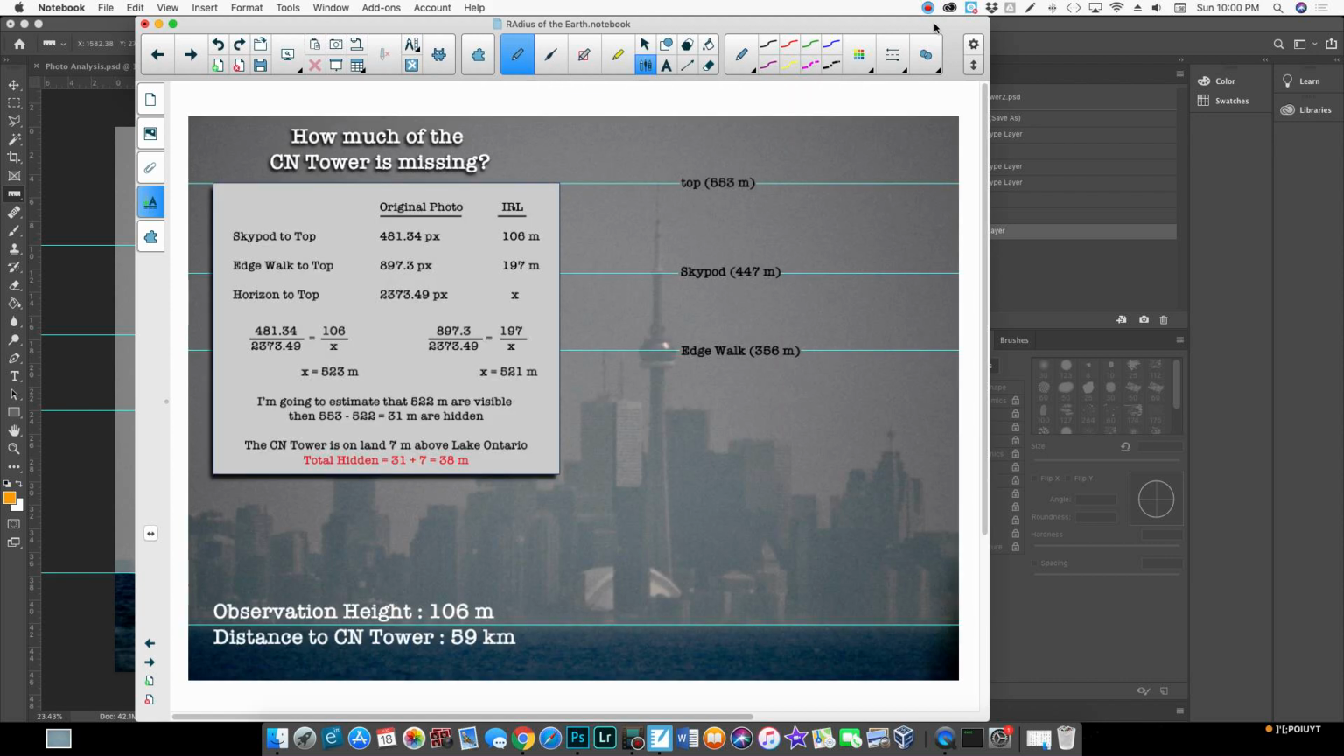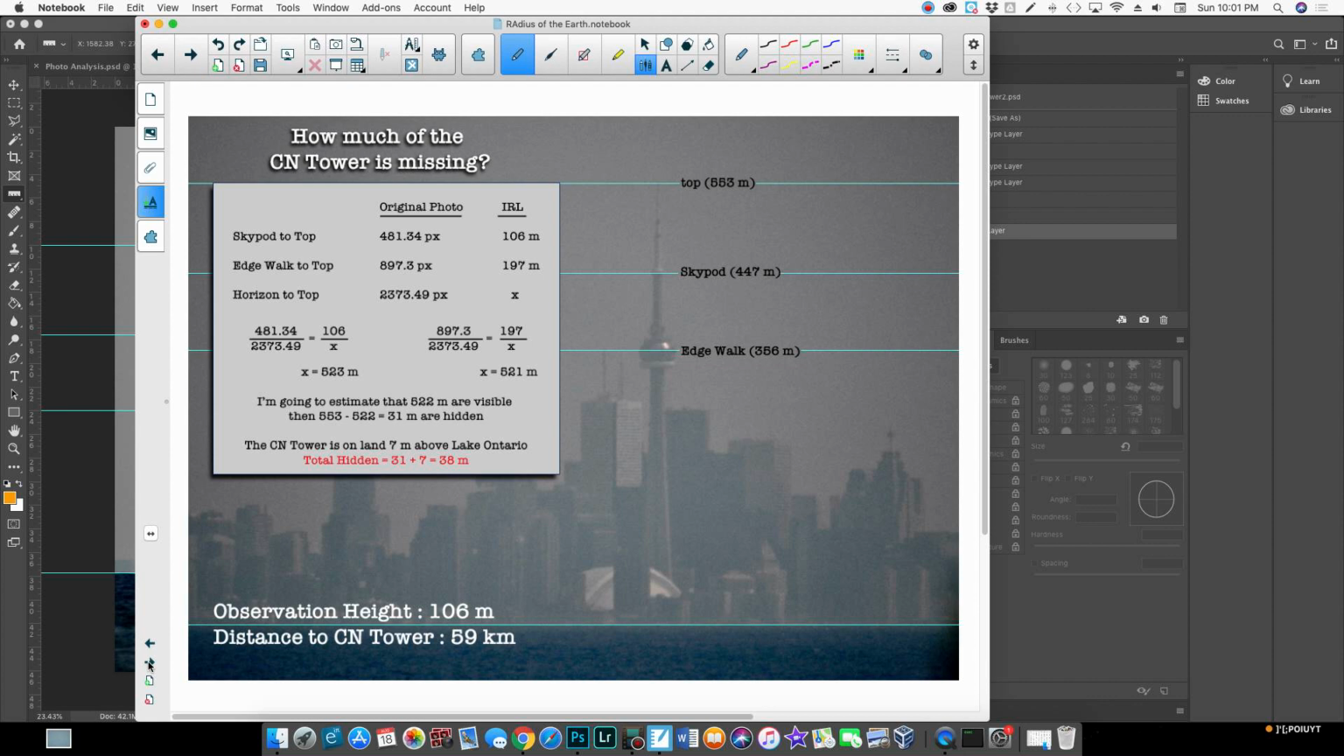So I repeated this whole process with my second photo that I took from the top of the escarpment. Now, at the top of the escarpment, I was considerably higher, so there wasn't a whole lot, even though I was farther away as well. This time I was 59 kilometers away, but I was 106 meters above the ground at the top of the escarpment. So there was only 38 meters missing, and as you can see, you can even see a large portion of the Rogers Center there.